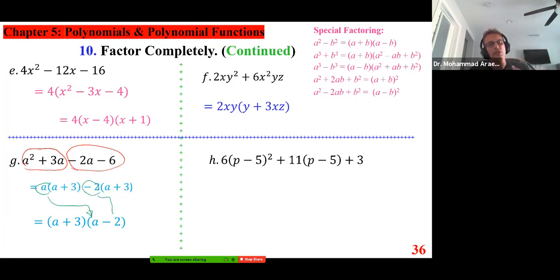From here we have -2. This is how you finalize the job. Okay. Now, for the last question on the page, you have a couple of choices.